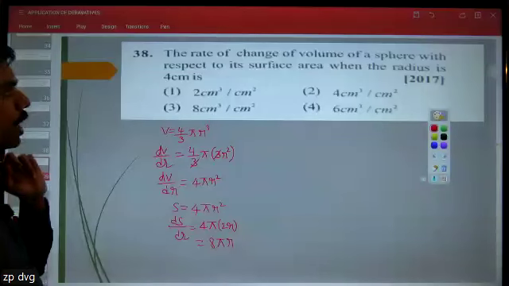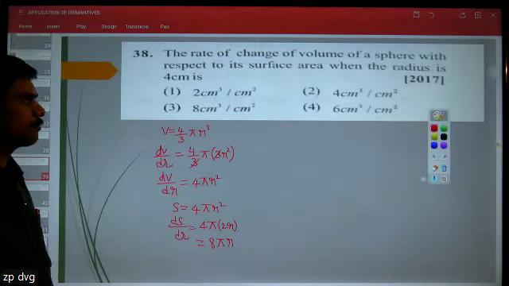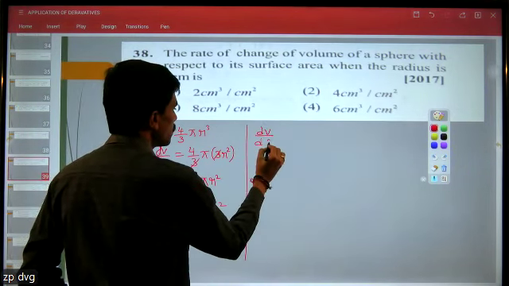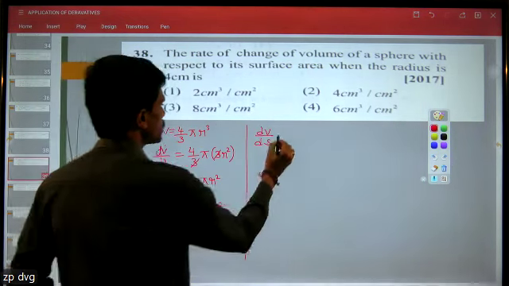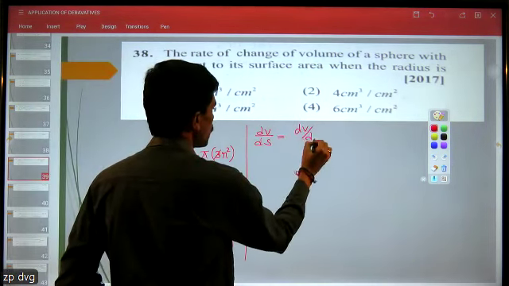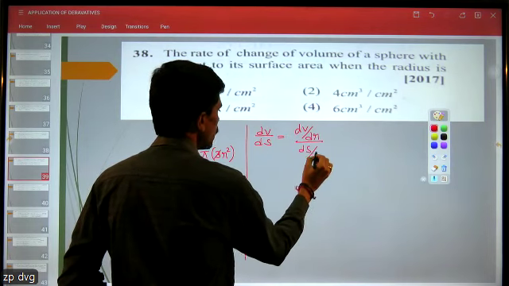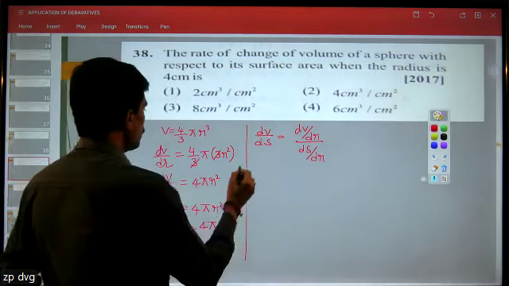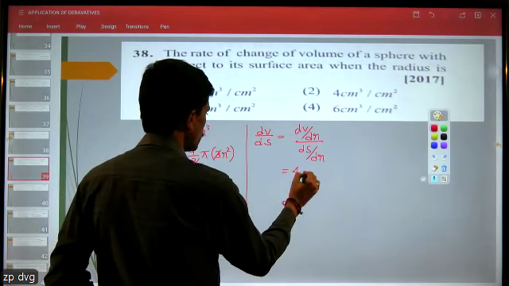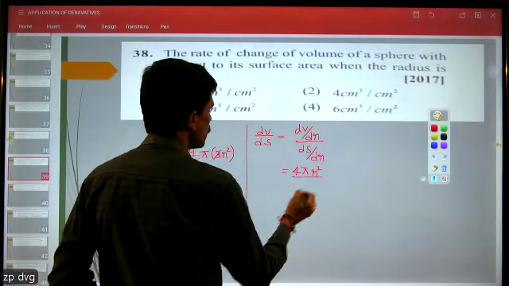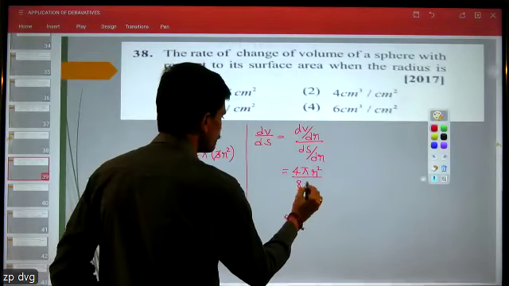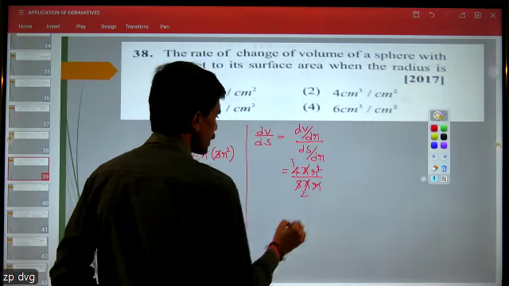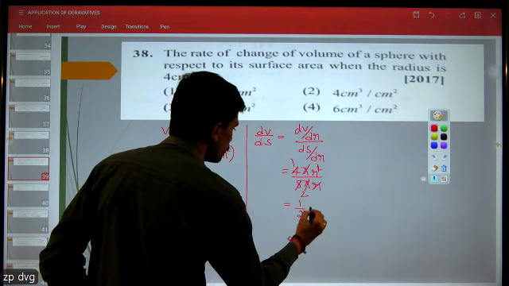The rate of change of volume of a sphere with respect to its surface area. That's why we have to solve for dV by dS. dV by dS means we have to take dV by dr divided by dS by dr. So dV by dr is 4 pi r square, dS by dr is 8 pi r. So here pi gets cancelled, 4 ones are 4, twos are, r square gets cancelled. Finally, we get 1 by 2r.